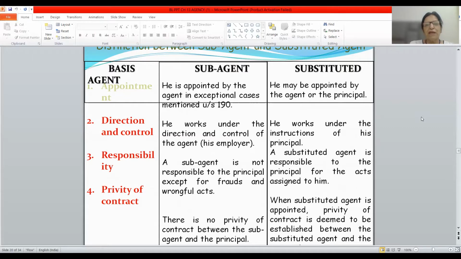When we talk about a sub-agent, there is privity of contract between the sub-agent and the original agent. So P has appointed A, and A has appointed B as his sub-agent. Then there is privity of contract between A and B, and there is privity of contract between the principal and the agent. And say C is the substituted agent, then there will be privity of contract between C and the principal P.